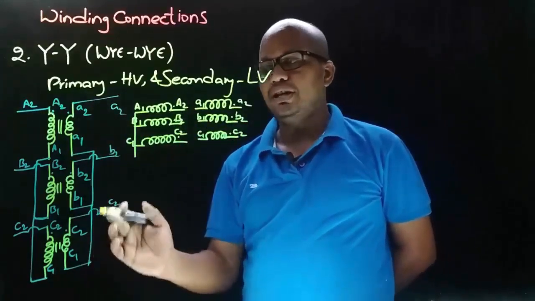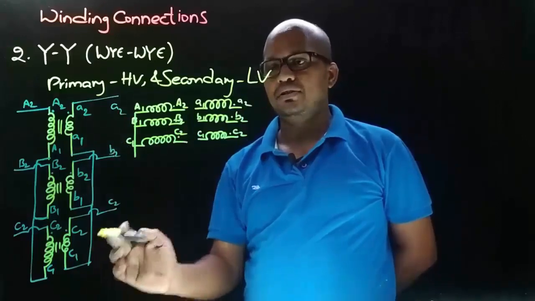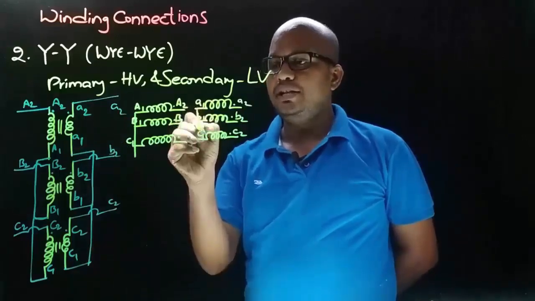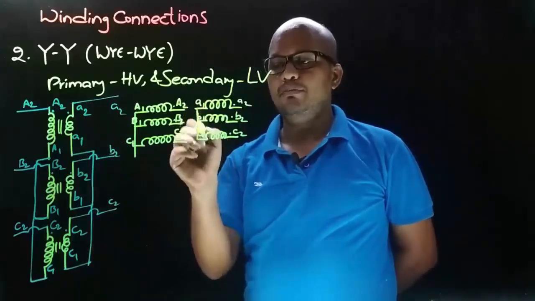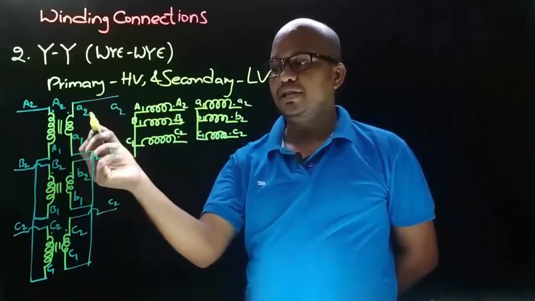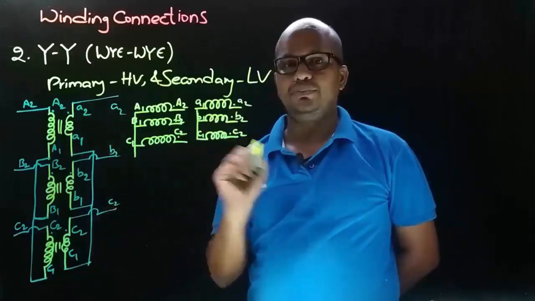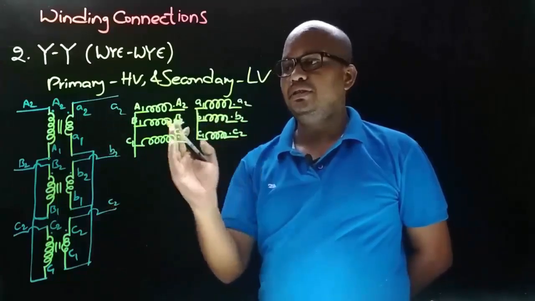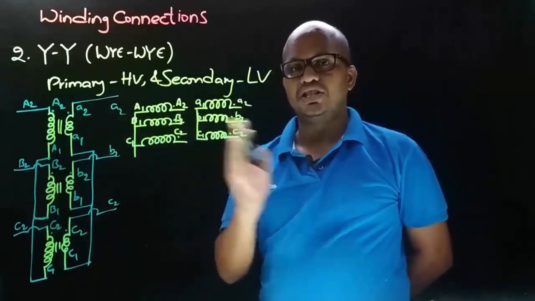Here we took the common end terminals as finishing ends. Let's join these common end terminals together. That is A1, B1 and C1. And we are taking the connections from dot end terminals. That is small a2, small b2 and small c2. So this is how we arranged the star-star connection in horizontal fashion.